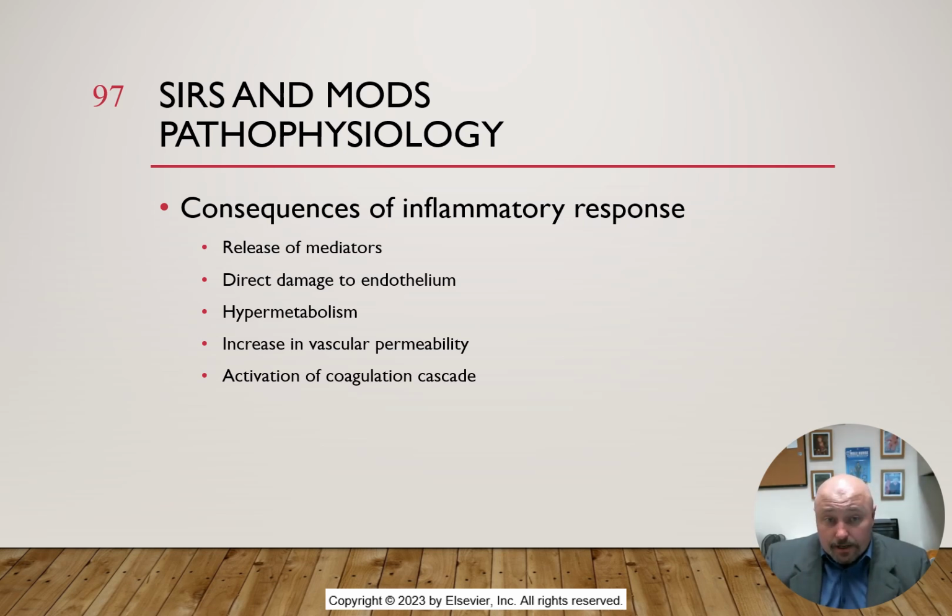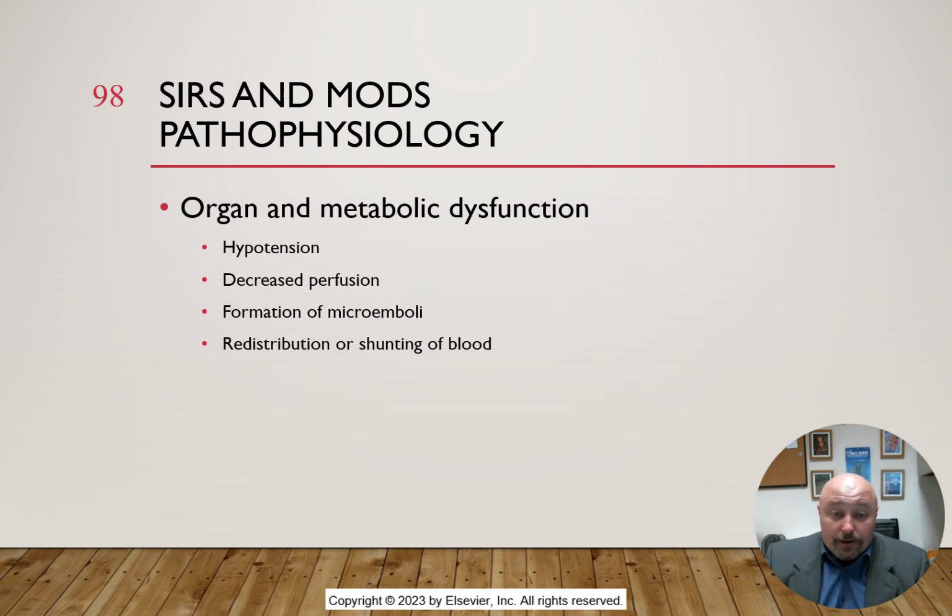The pathophysiology of SIRS and MODS include the consequences of that inflammatory response, such as the release of mediators, direct damage to the endothelium, hypermetabolism, increase in vascular permeability, and an activation of the coagulation cascade. Eventually, organ and metabolic dysfunction occur as a result of hypotension, decreased perfusion, the formation of microemboli, and the redistribution or shunting of blood.